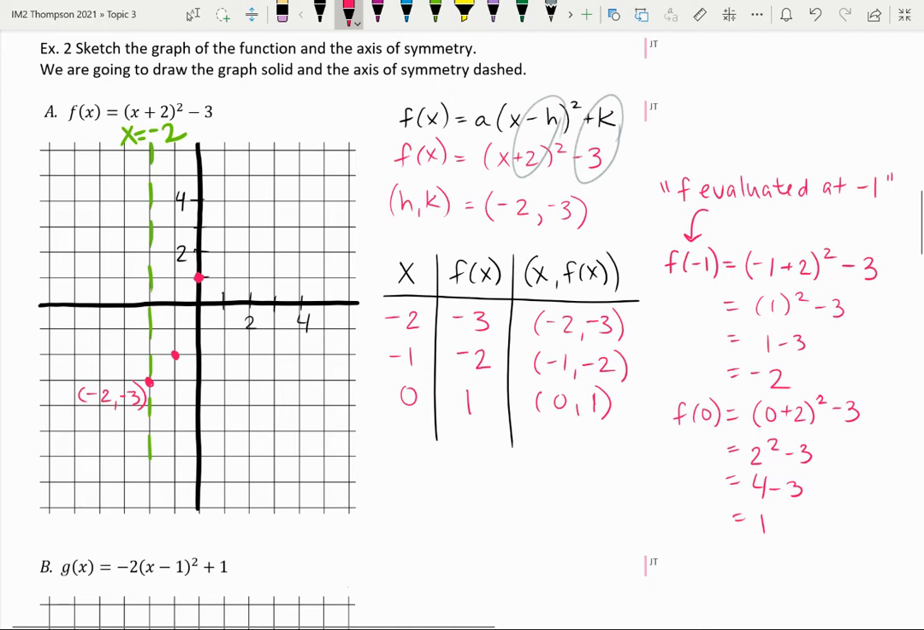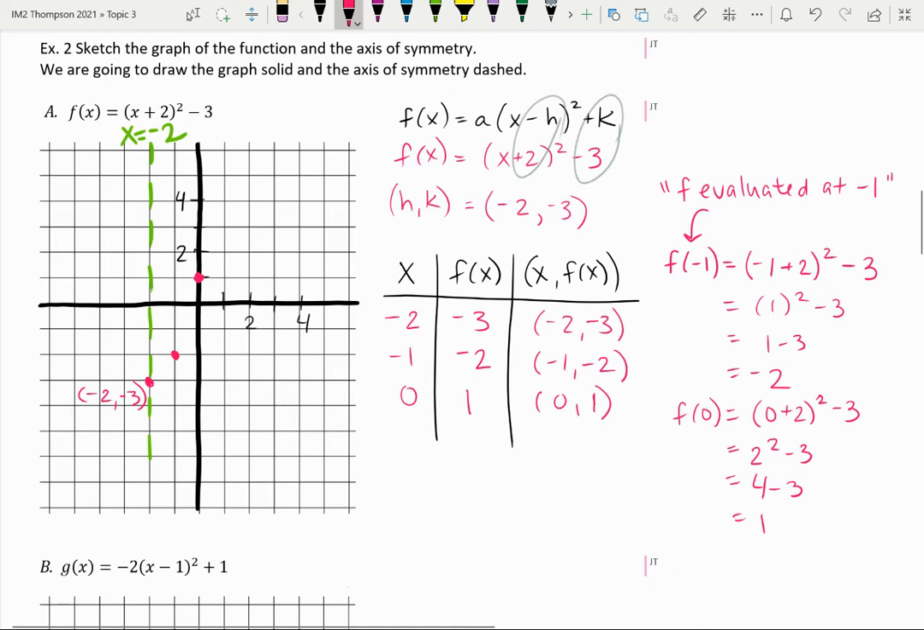I can keep plugging in points. I can plug in 1, I can plug in 2, but I don't want to do all that work. Also, we can plug in points on the left-hand side, but again, a lot more work. The table is what takes the most time. The easiest way to go about this now is just to take these points and reflect them across the axis of symmetry, because I know that the right side and the left side are mirror images of each other.